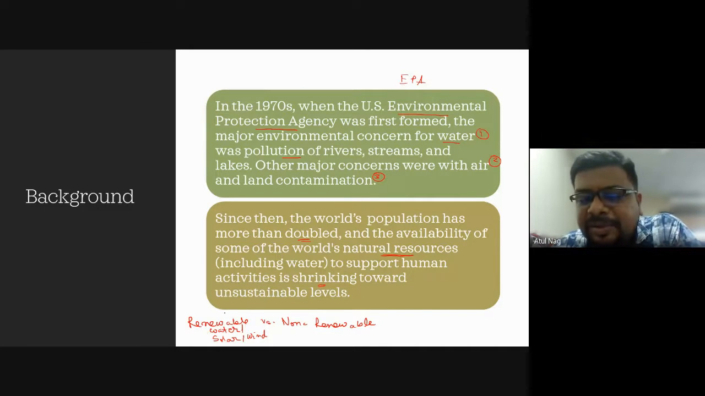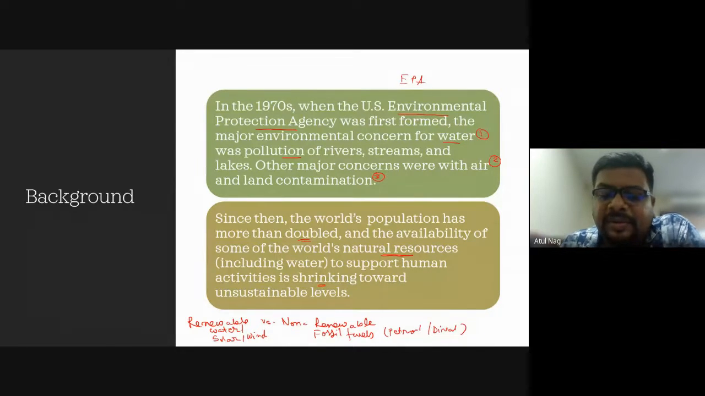The point of renewable is that even if we use it, it still exists, so somehow we are able to get it back. Under non-renewable we talk about fossil fuels. We were talking about petrol or diesel, whatever. So, non-renewable.